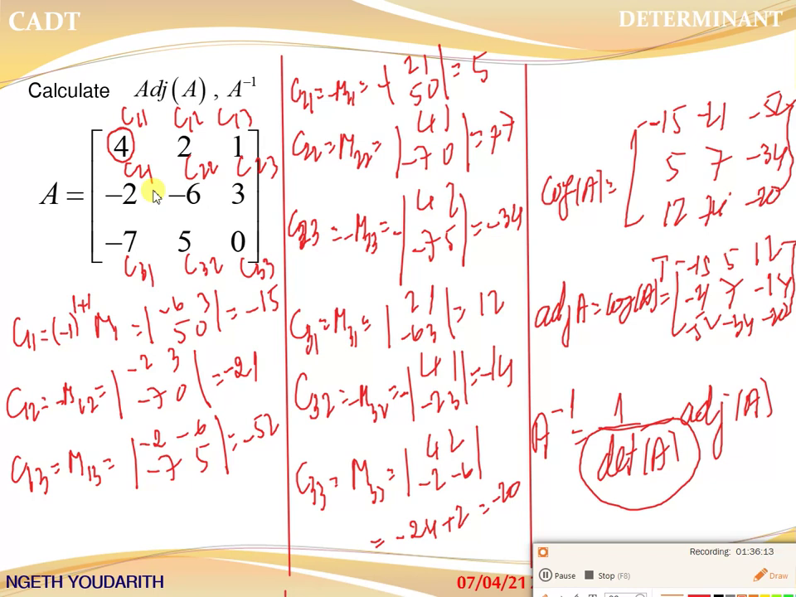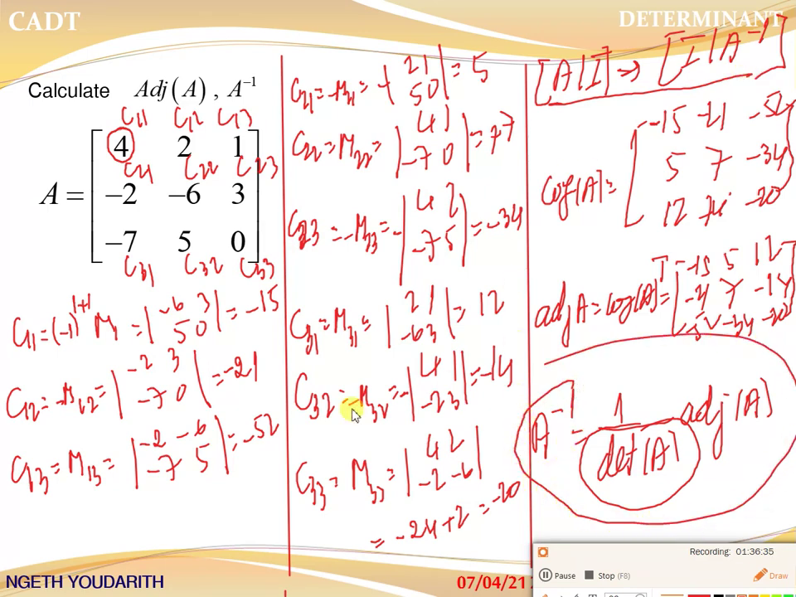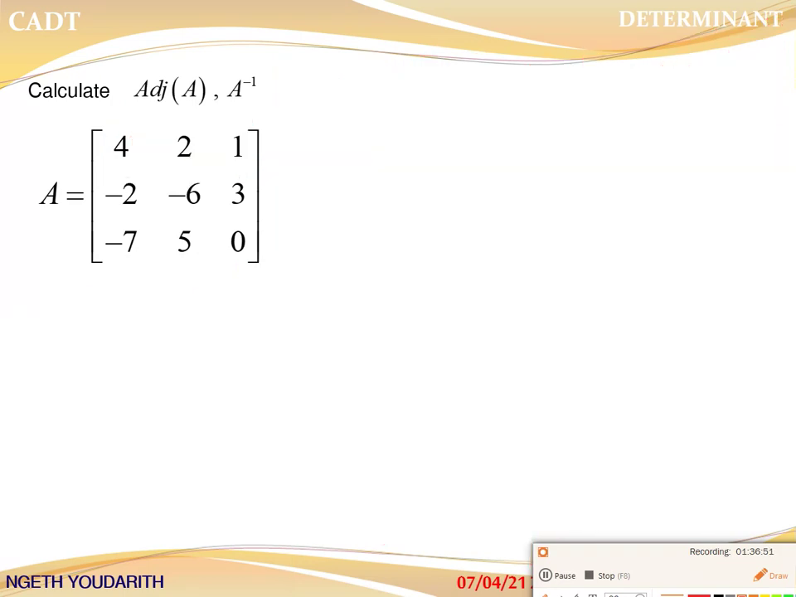So we do not need to use the reduced row method, A I converted to I, A minus power 1. We do not need to use this one because we have this formula, which is easier than that one. This is the way to find the inverse matrix of matrix A. Now we just go to our next point.